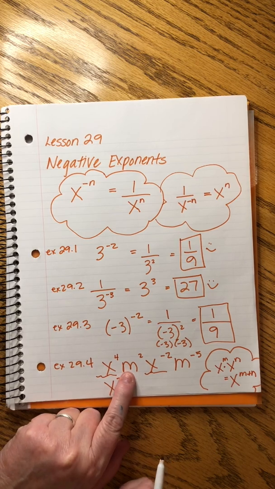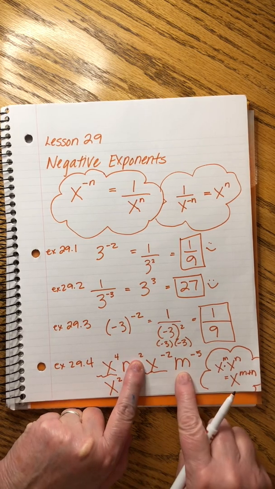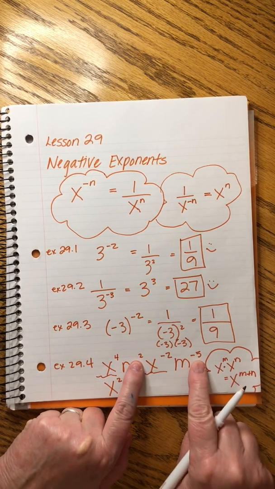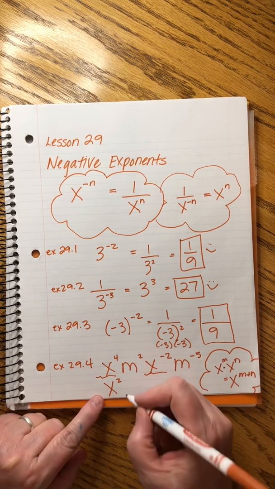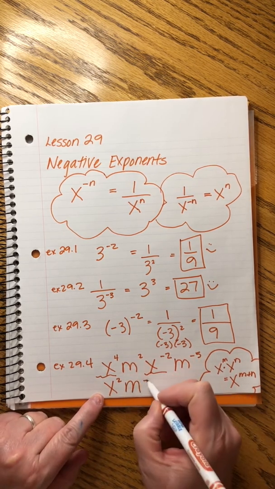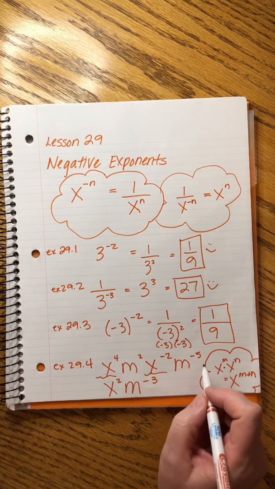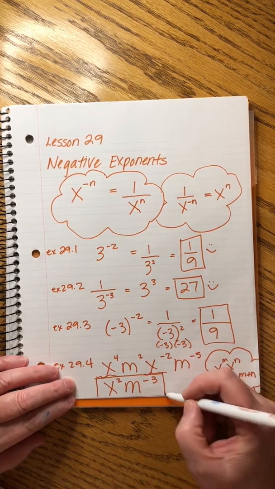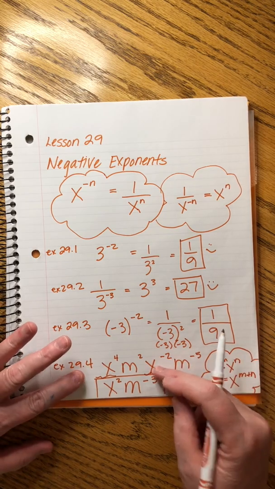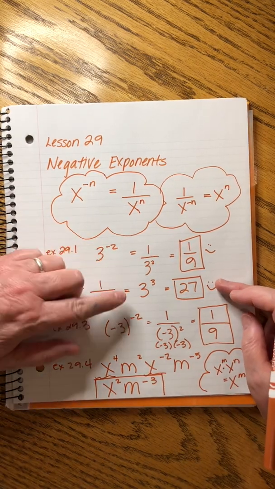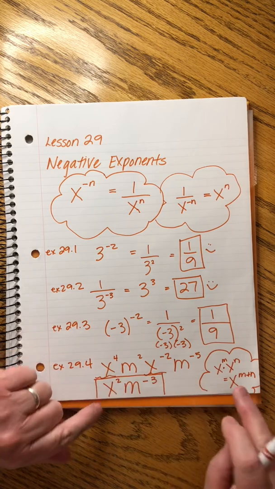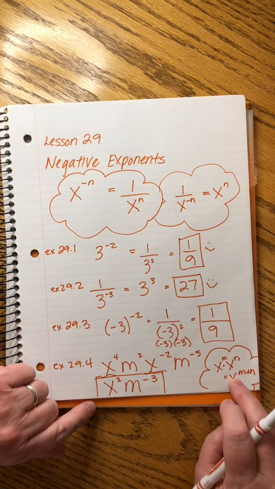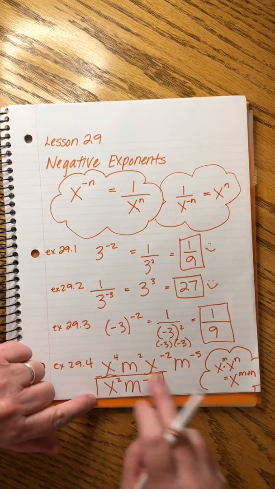So 4 plus minus 2 is x squared. And m squared times m to the minus 5, that means we take 2 and add a minus 5, so that would be m to the minus 3. That is our answer, okay? So sometimes when we have negative exponents, we don't necessarily get rid of them, but we combine them using this product rule for exponents. We can just combine them and leave them in this form.